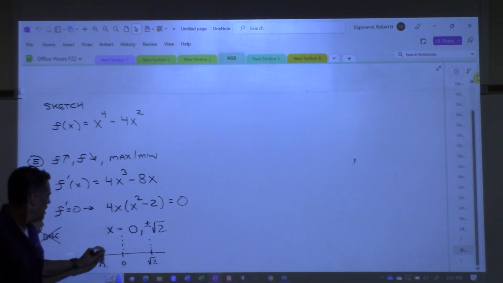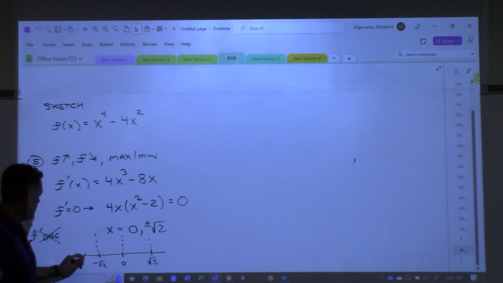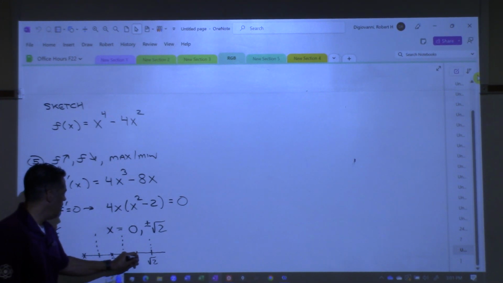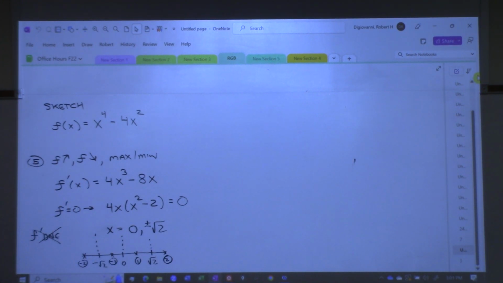That breaks our number line into 4 regions. I need 4 test points: -2, -1, 1, and 2. Are you all right? I know I'm going fast. That's why it's recorded. Yes?